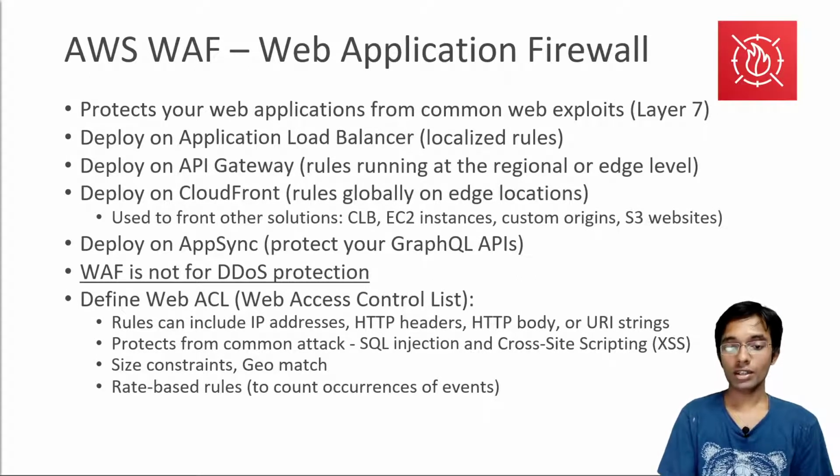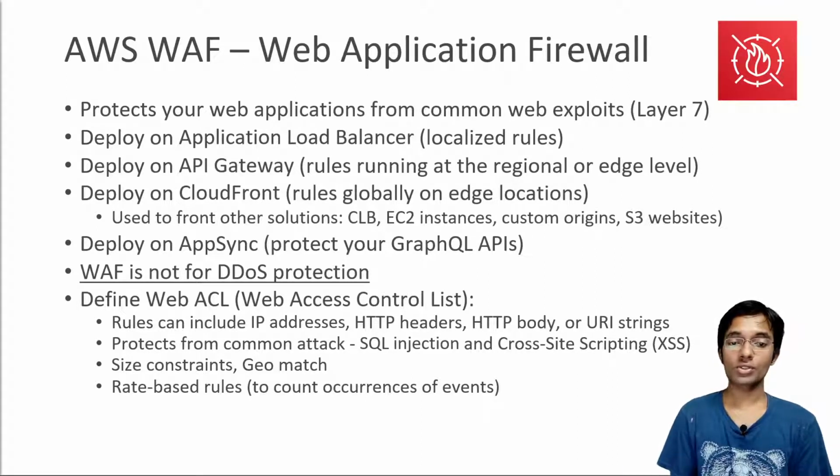So remember that WAF is not used for DDoS protection. For this we have Shield. WAF is used for layer 7 types of exploits. For this you are going to define a web ACL, a web access control list, and the rules can include IP address filtering, HTTP headers, HTTP body, and URI strings. You can have common attack protection such as SQL injection or cross-site scripting, XSS.